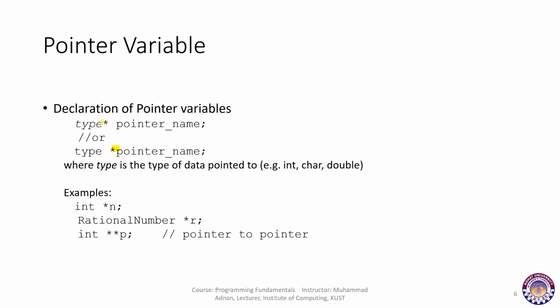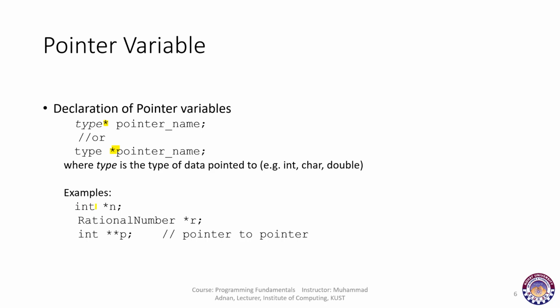Here in the first case, the asterisk goes with the data type, whereas in this case, the asterisk is closer to the pointer name, whatever name you have given to the pointer. The type is the type of data the pointer points to, so it can be integer, character, or double. If you are holding the address of an integer variable, then the pointer will be of type integer. But if you are holding the address of a character variable, then the data type of the pointer will be character.